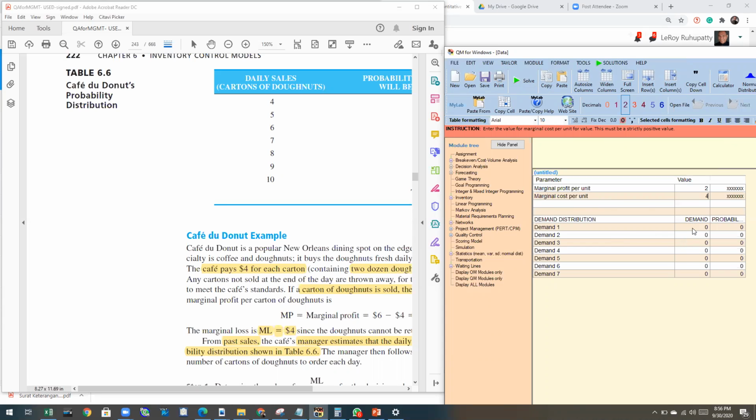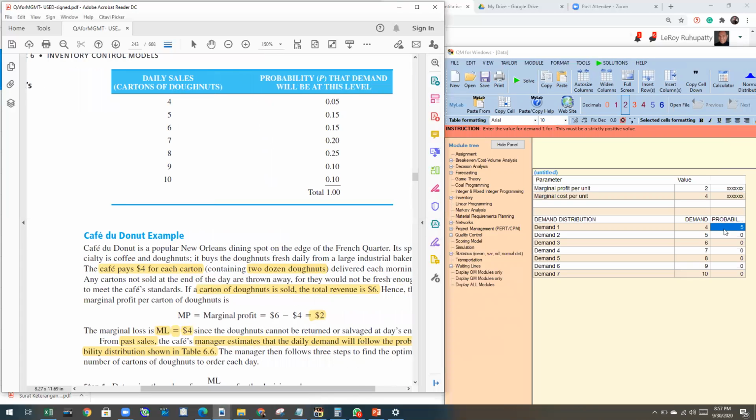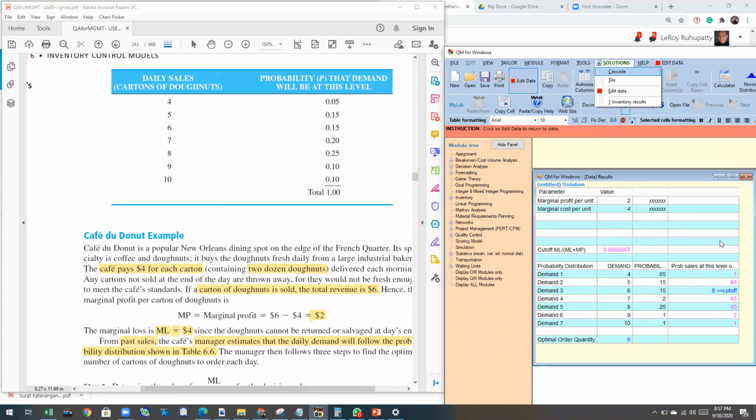What is the demand? The demand starts with a 4, a 5, a 6, a 7, an 8, a 9, a 10. And the probability distribution based on history is 0.05, 0.15, 0.15, 0.20, 0.25, 0.10, and 0.10. Once we're done, we click solve, and it solved it for us.